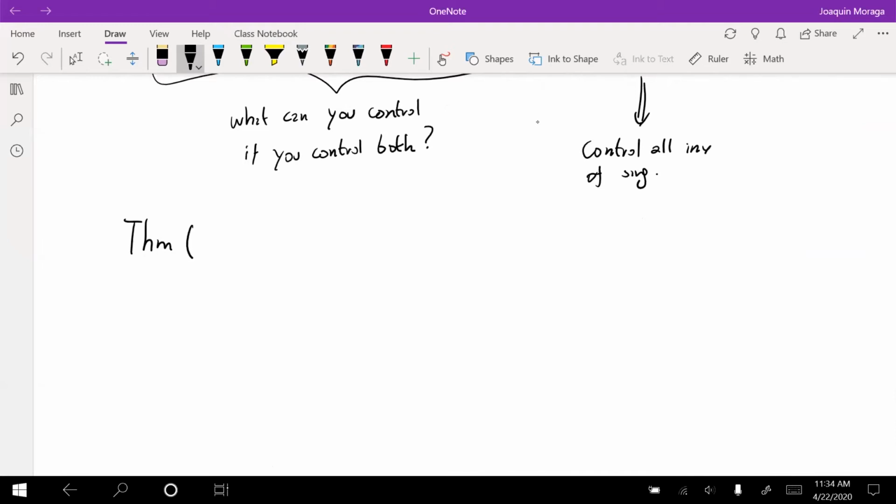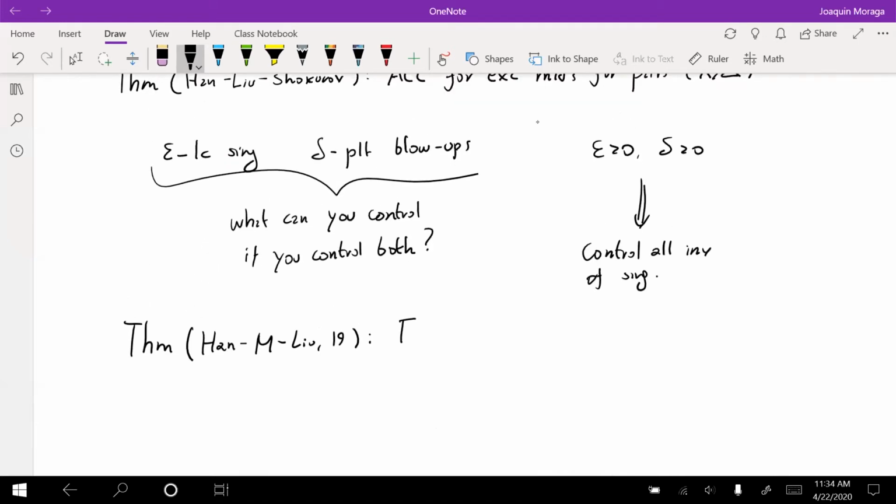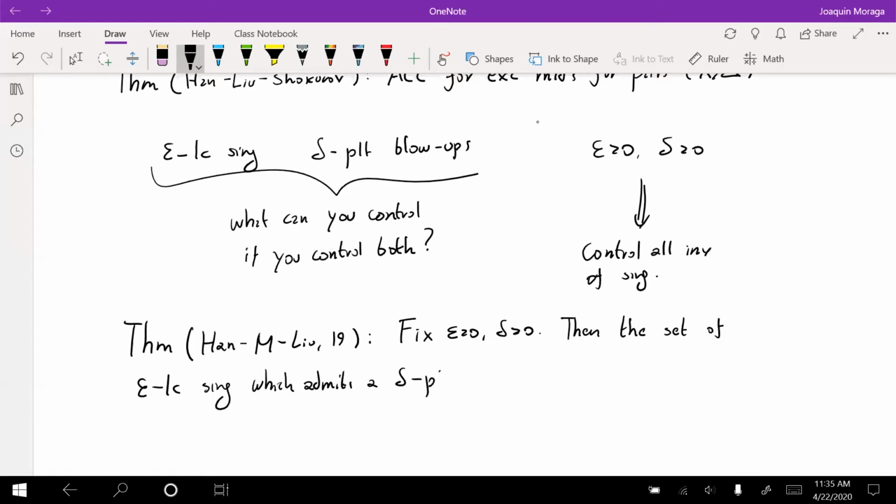Theorem, and this is work together with Han and Liu, and I think this was maybe 2018 or 2019: you fix epsilon away from 0 and delta away from 0, then the set of epsilon log canonical singularities which admit a delta Plt blow-up are bounded up to deformation. So what do I mean by bounded up to deformation?